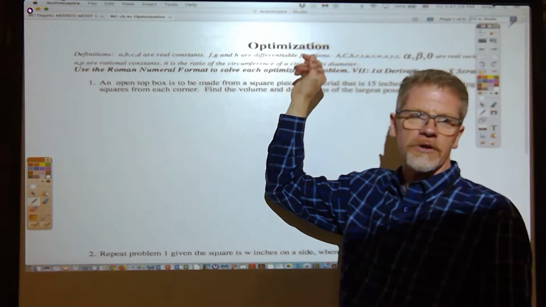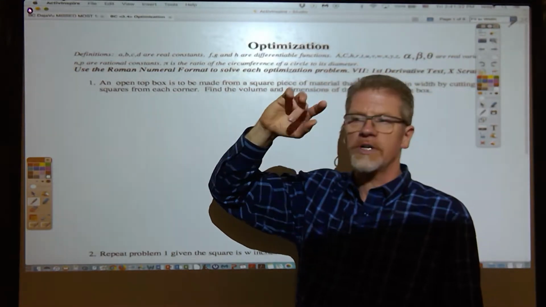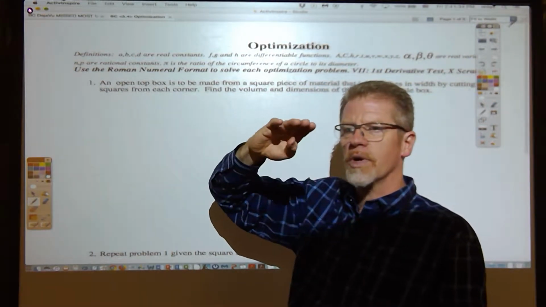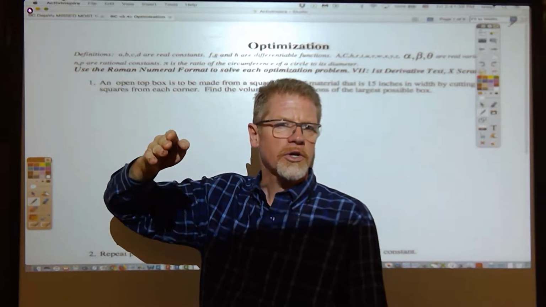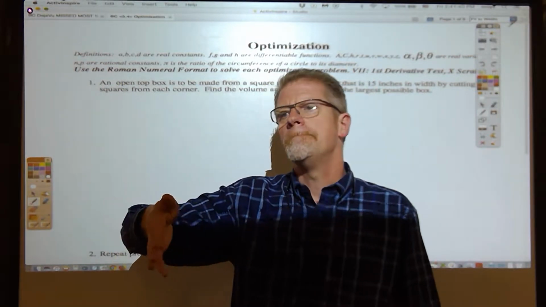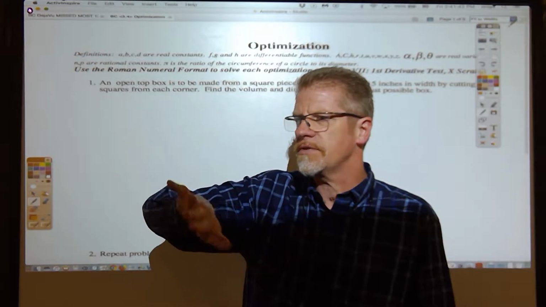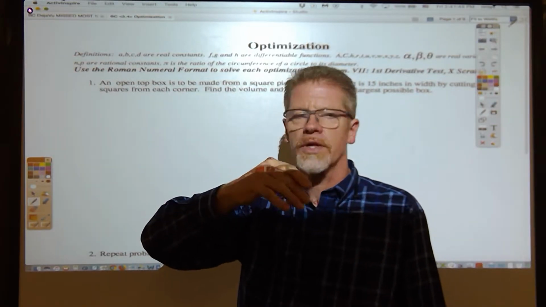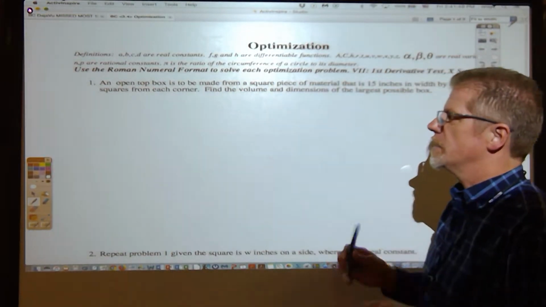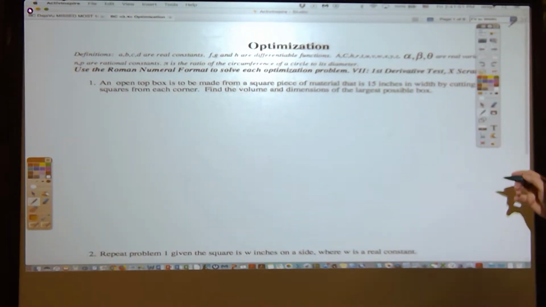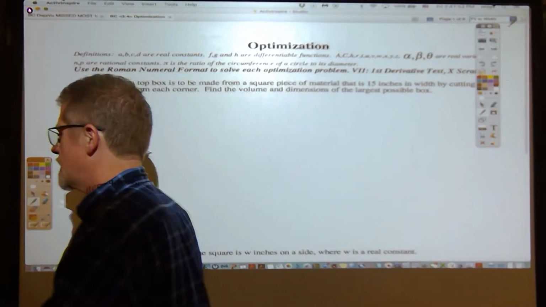optimize scarce resources. We're going to be maximizing, relative maximum using the first derivative or second derivative test, maximizing quantities we desire, and minimizing, using the first derivative test, minimizing things that we do not desire to be present. So here we go, open top box. Let's talk about the open top box concept.